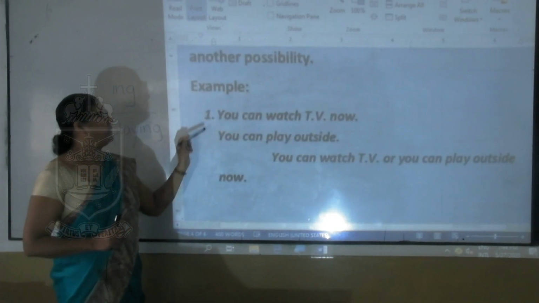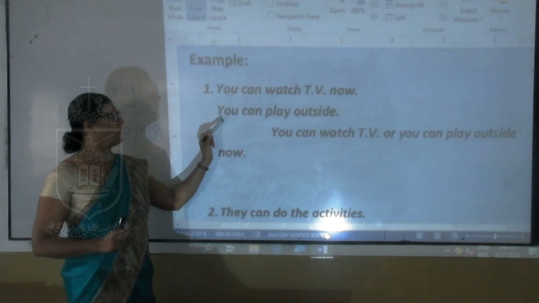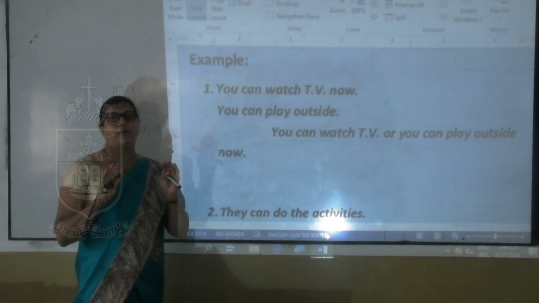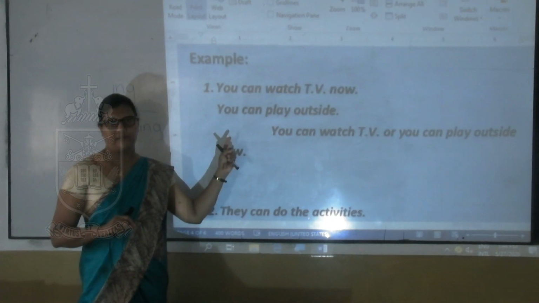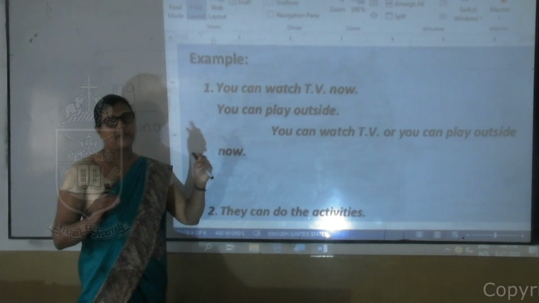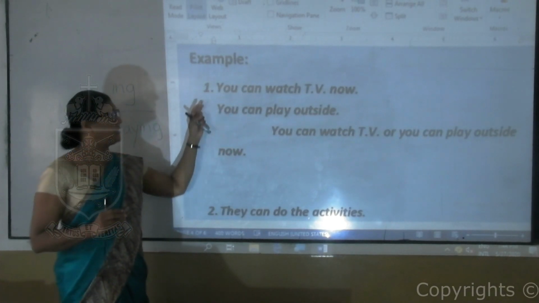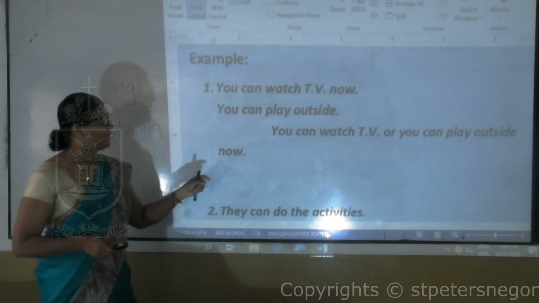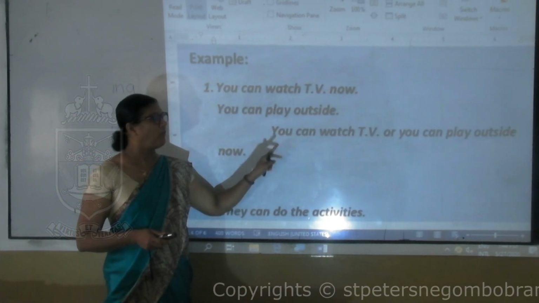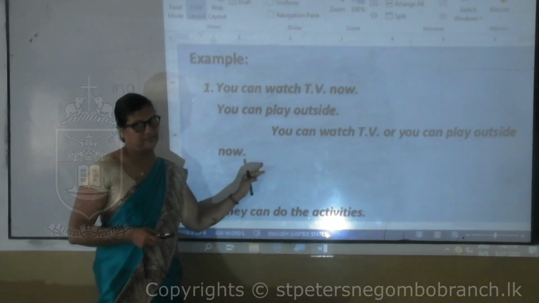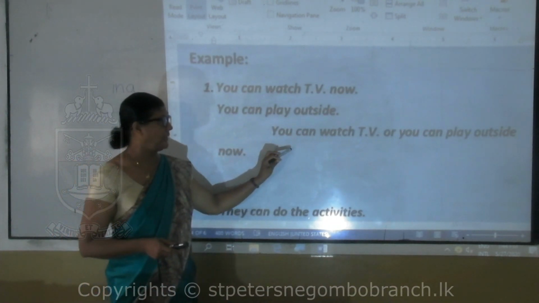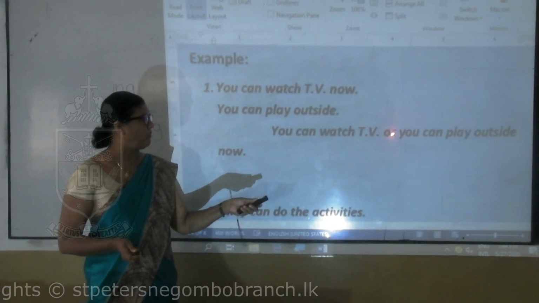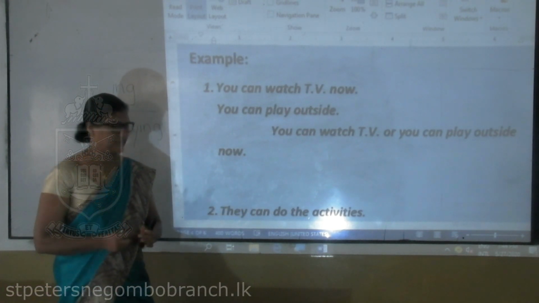Examples. You can watch TV now. You can play outside. This means you cannot do these two things together at once. At the same time, you cannot do these two things. Only one option you have. Only one you can select. Therefore, you have to use "or" to combine these two sentences. Like, you can watch TV or you can play outside.